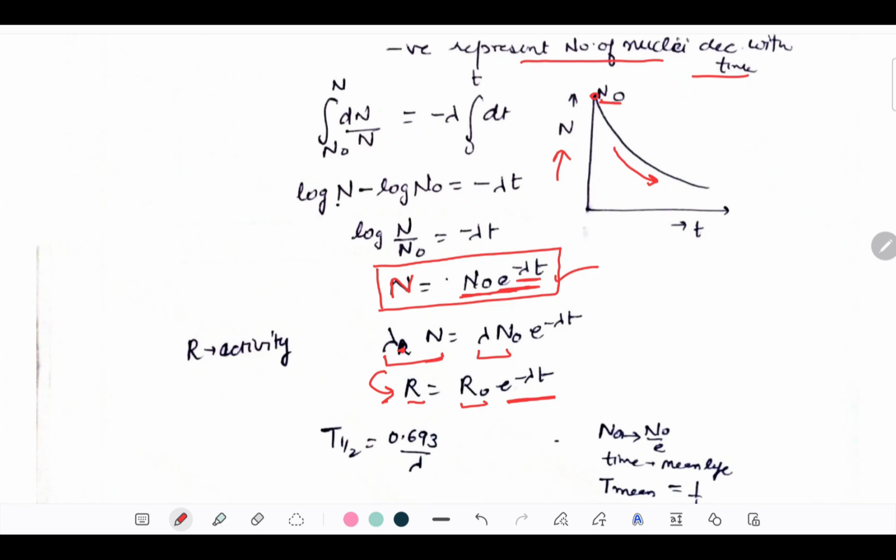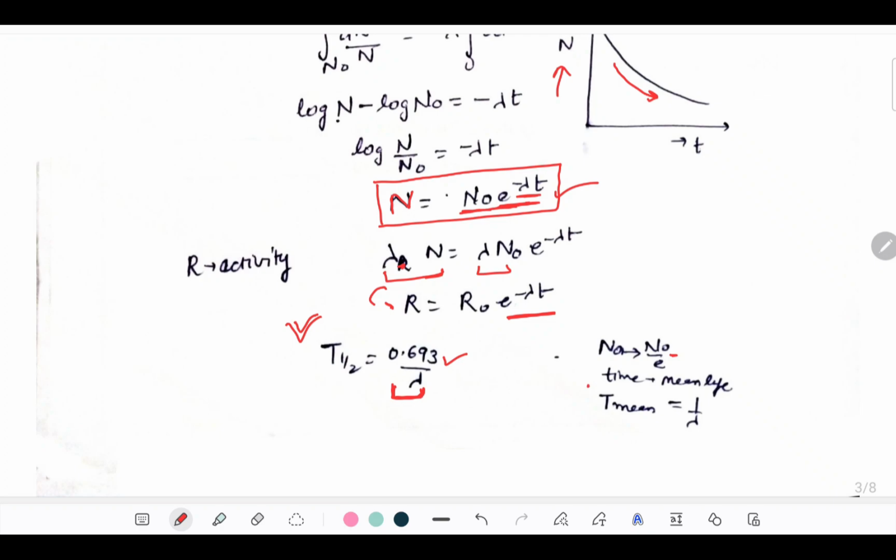Another expression that we must remember is the half-life of a nucleus. It is the time when the total number of nuclei becomes half. So it is inversely proportional to the decay constant and can be written as 0.693 upon lambda. And what is the average lifetime of a nucleus? It is the time when the number of nuclei becomes 1 by e times the number of nuclei present. So the mean life of a nucleus is 1 upon lambda.